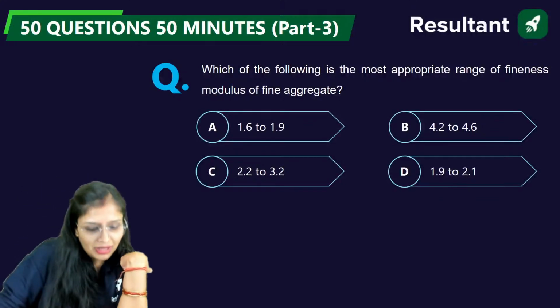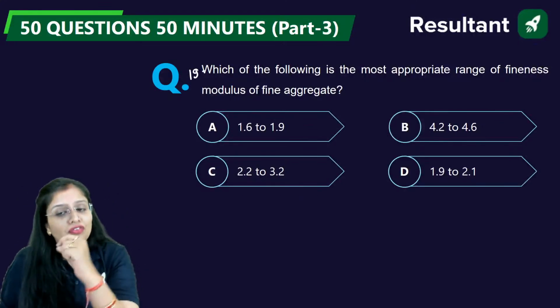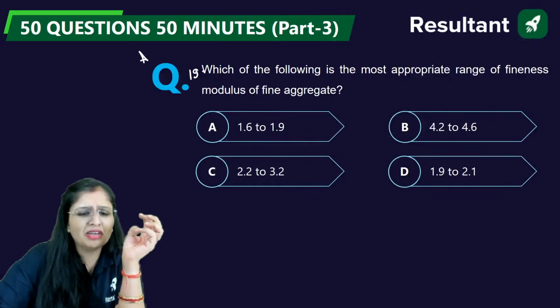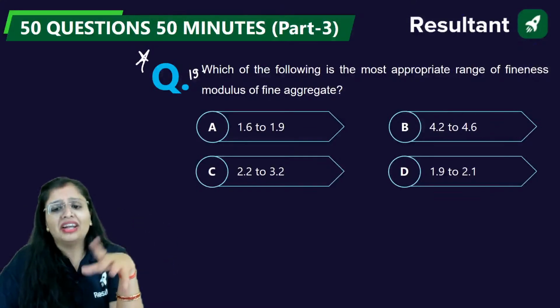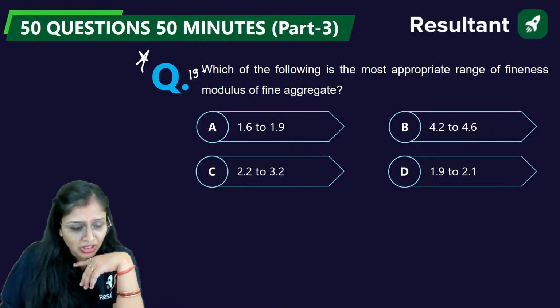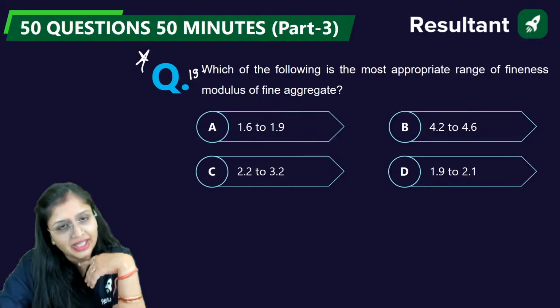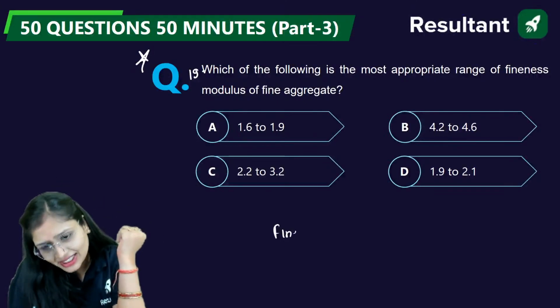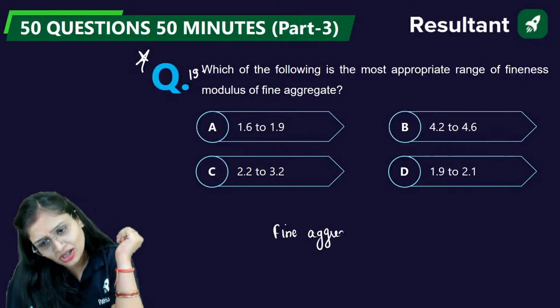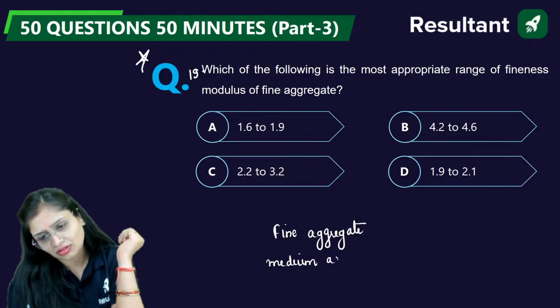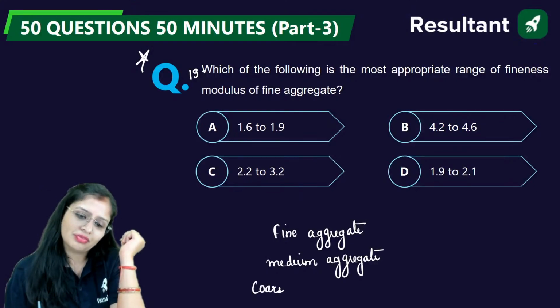Okay. Question number 19. Which of the following is the approximate range of fineness modulus of fine aggregates? This question on fineness modulus is very important. They ask you every time. Generally, maximum time they'll ask for fine aggregate, or they ask for medium aggregate, or they ask for coarse aggregate.